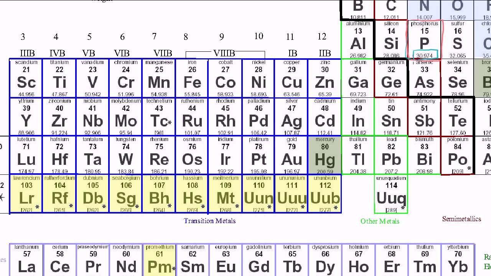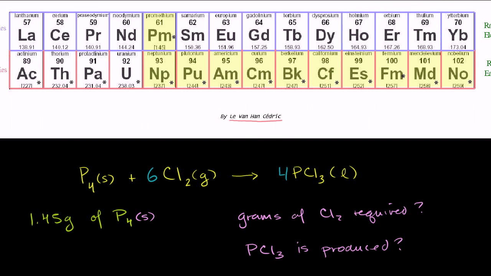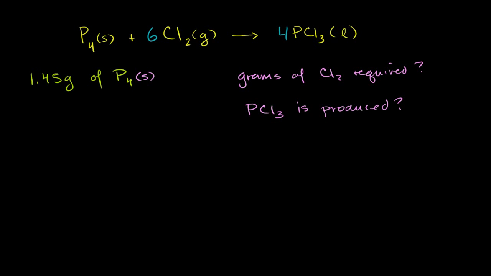Phosphorus right here has its atomic weight of 30.974. Let's just round that up to 31. Let me write it down right here. So phosphorus has atomic weight of 31, which tells us that a mole of phosphorus will weigh 31 grams. Remember, a mole is this, 6.02 times 10 to the 23. It's this huge number of atoms. If you have that many atoms of atomic phosphorus, it's going to weigh 31 grams.